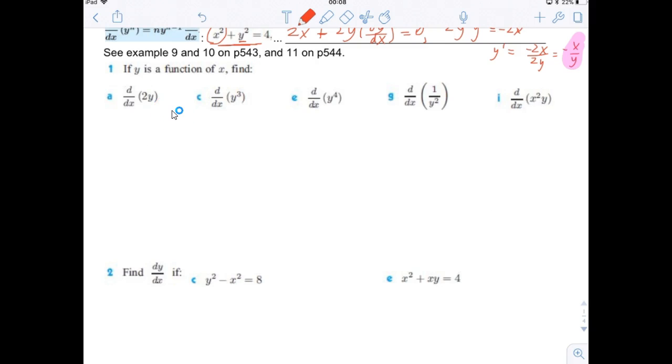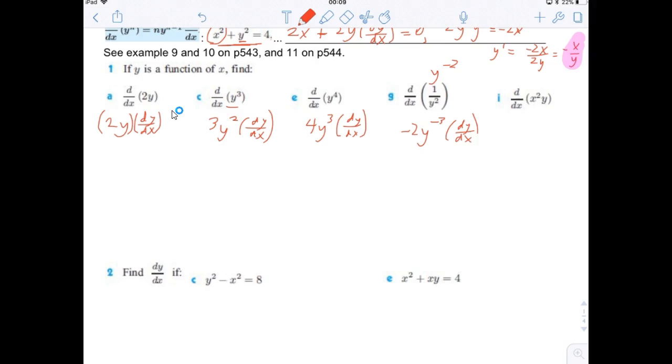So the derivative of y cubed, we would write 3y squared, and then we would multiply that times the inside of the power, which is dy dx also. And the derivative of y to the 4th would be 4y cubed times the inside of the power there, which would be dy dx. And the derivative of y to the negative 2 would be negative 2y to the negative 3 times the inside of the exponent, which would be dy dx.